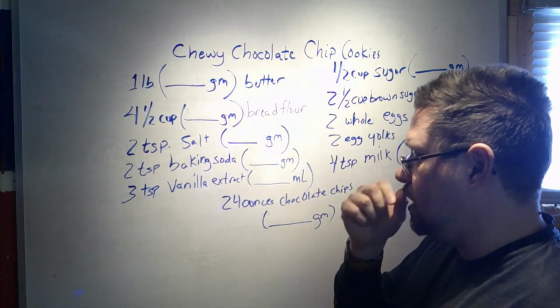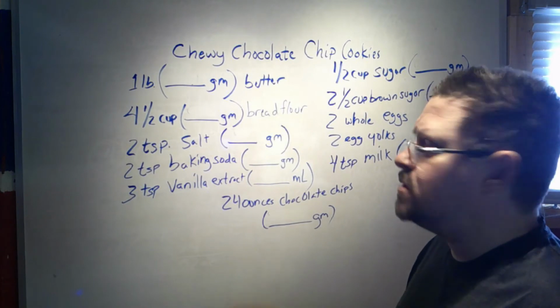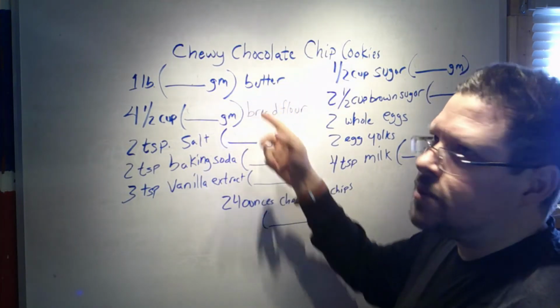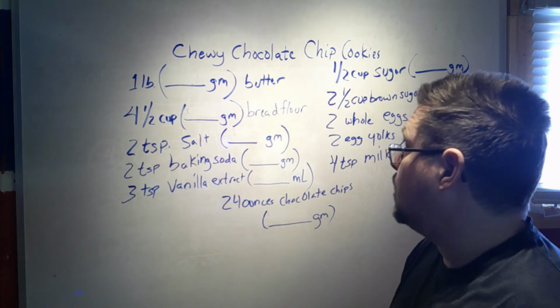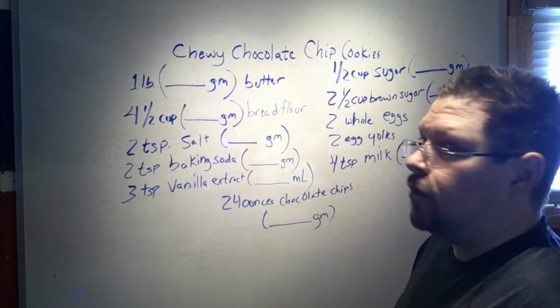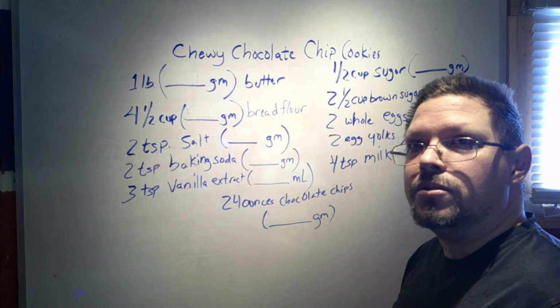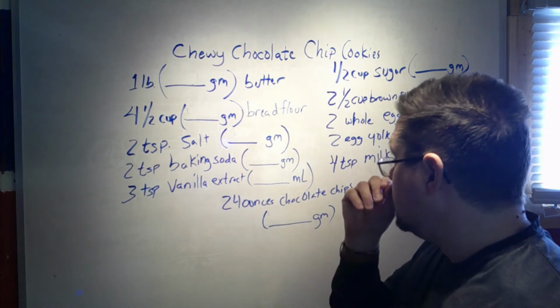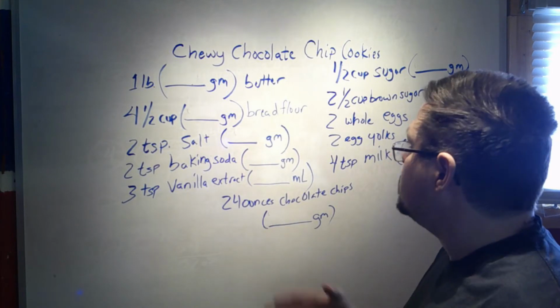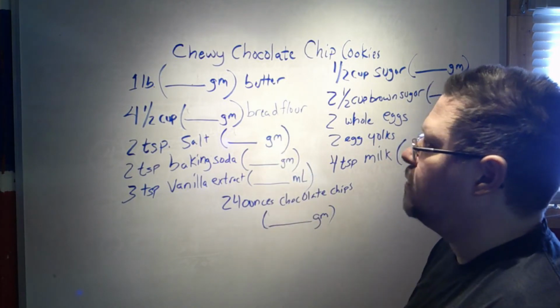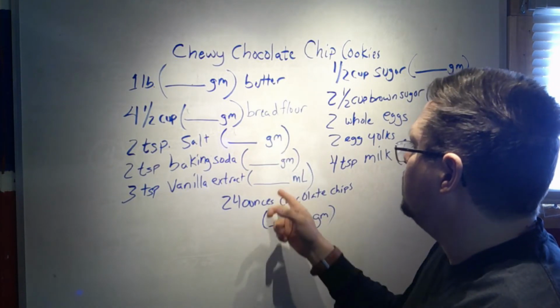So chocolate chip cookies have a few ingredients. Butter, for the purposes of this recipe, is going to be measured in grams because it's going to be solid when we start. If it were going to be melted first, then you would measure it in milliliters after the fact. Bread flour, obviously a powder, measured in grams. Salt, also a powder, going to be measured in grams.